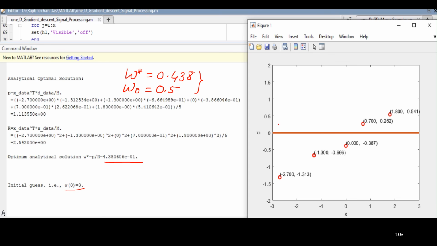That means d equals 0 always. D equals wx, with w equal to 0, that means d equals 0. So this is the horizontal line we'll start with.